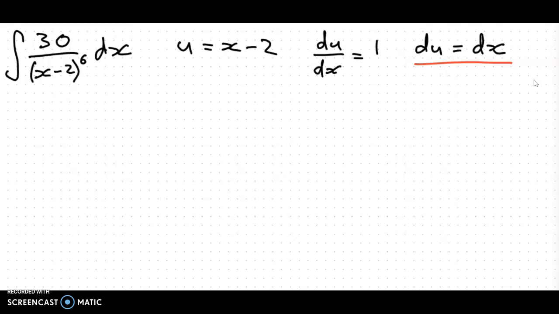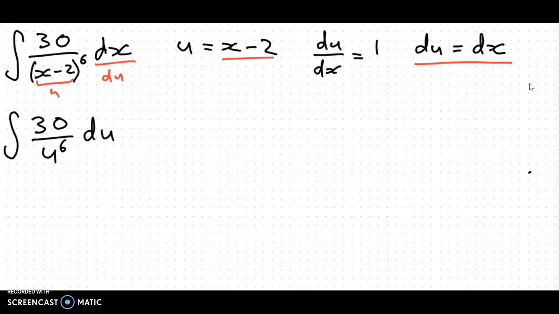And u is x minus 2, so therefore we can put u into there and we can change dx to du. So now if you have a look at it, that means everything is going to be in terms of u, so that's nice. We don't have to do anything extra, so let's just rewrite that over u to the power of 6, right? Cool. And now let's just go across to here so that we've got more space. That's just going to be 30 times u to the power of negative 6.